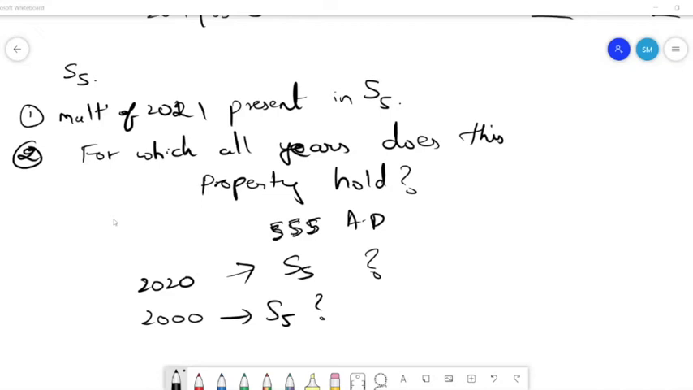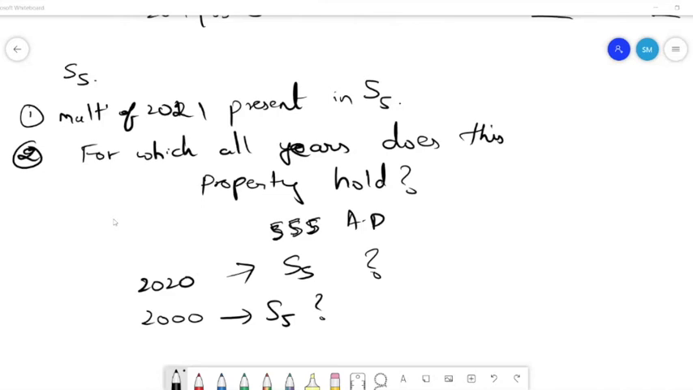Okay, so for example, if we take 2020, can a multiple of 2020 occur in S5? No, 2020 has factors other than 2 and 5 also. Okay, fine. So if you take 2000, it has exactly 2 and 5 as factors. Can a multiple of 2000 occur in S5? We cannot say, because 2000 completely divides the power of 10. We cannot say that it divides the sequence of 5s also.